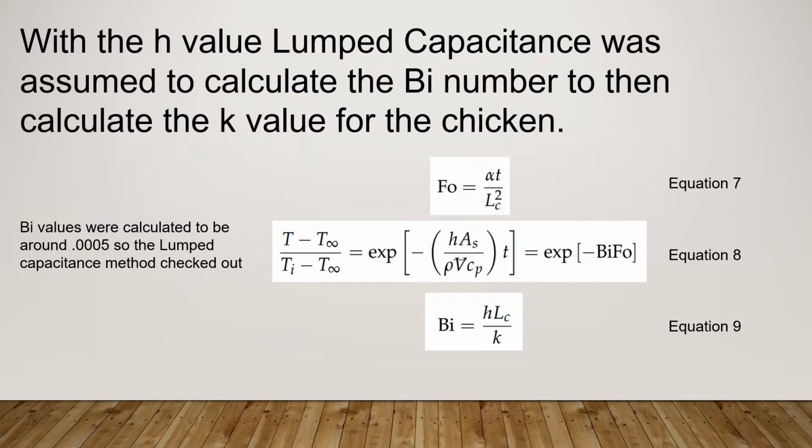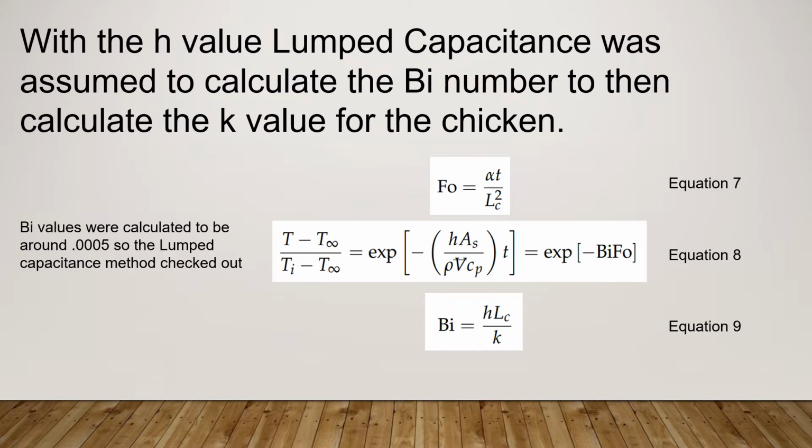With the H value, lumped capacitance was assumed to calculate the Biot number and then calculate the K value of the chicken. In order to do that, we had to find the Fourier number, equation 7, as well as the Biot number in equation 9. Now, we had to assume the K values mentioned previously in the book. Once those were attained, we were able to estimate what the Biot number is. Then from there, we used equation 8 to find the Biot number as well. So these processes were used in order for us to obtain this method.